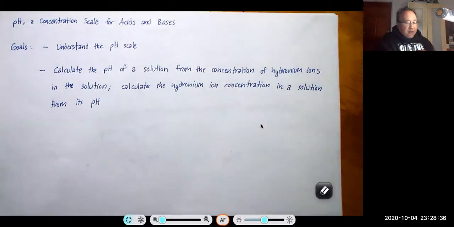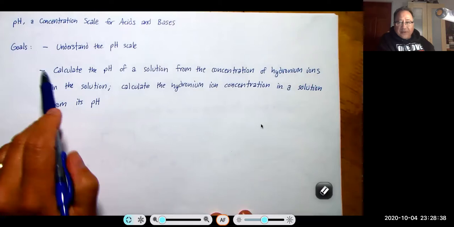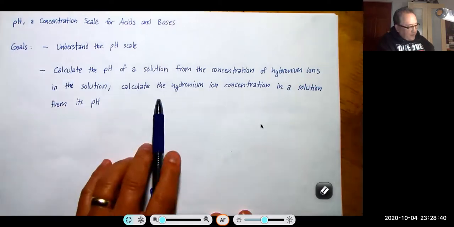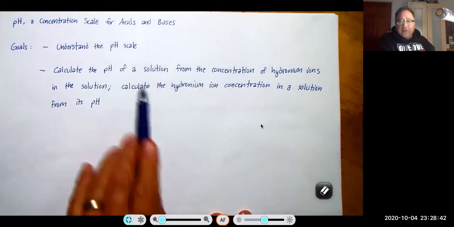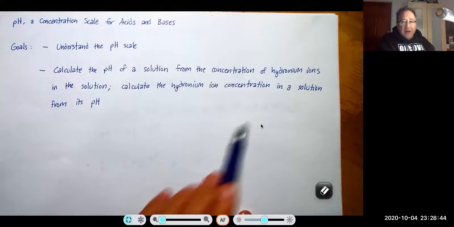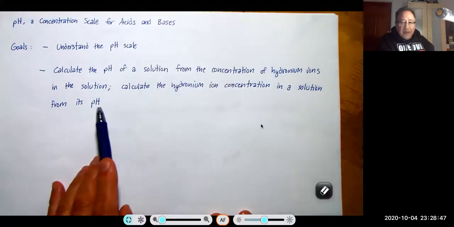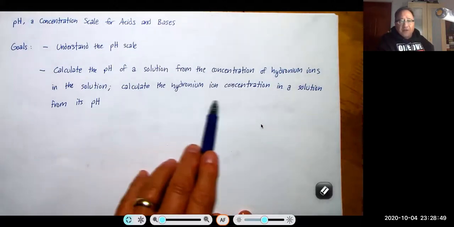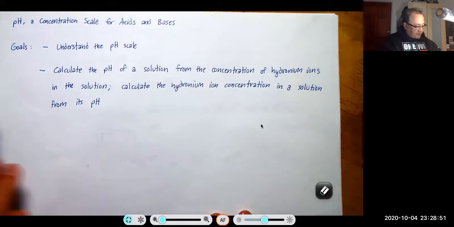Let's see. So our goals are to understand the pH scale and to calculate the pH of a solution from a concentration of hydronium ions in the solution, and to calculate the hydronium ion concentration in a solution from its pH.